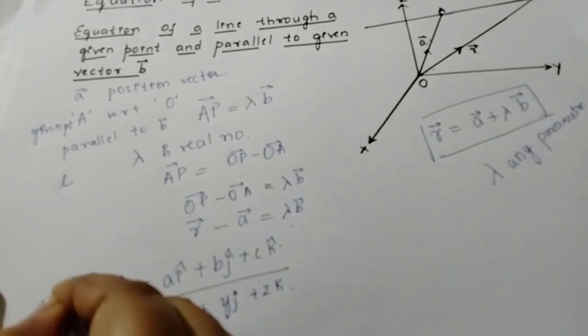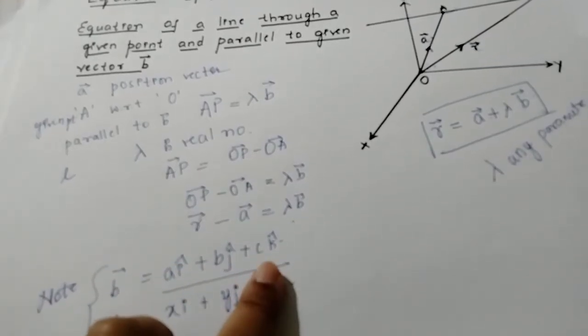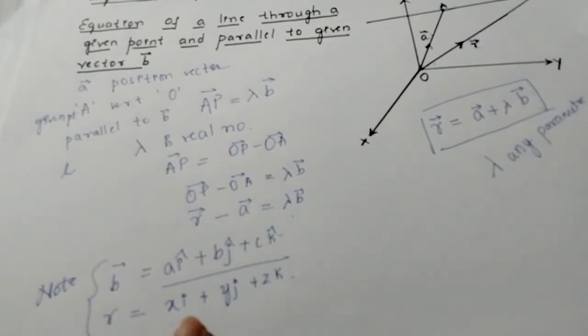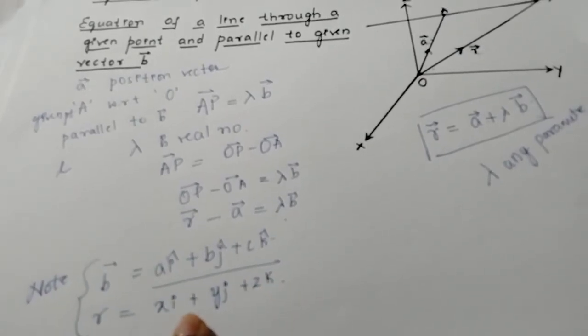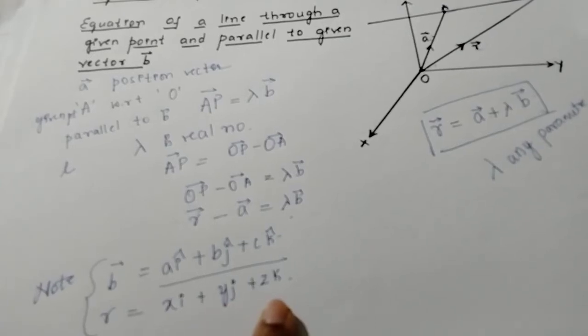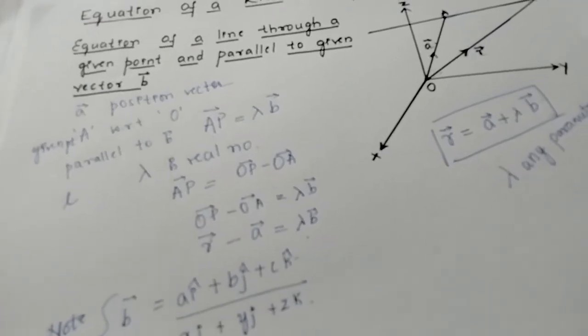You can write it as a note. B is AI plus BJ plus CK, where A, B, C are direction ratios. Next, R is XI plus YJ plus ZK, which you probably know as the standard R. So next, I'm going to derive this equation, the Cartesian form from the vector form. Now we have to derive the Cartesian form. The vector form you all know. What is the vector form? Just now we have derived it.